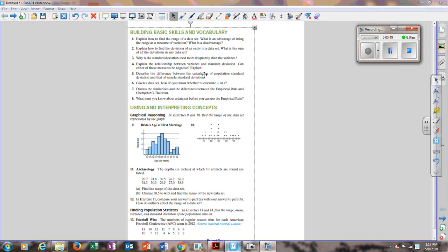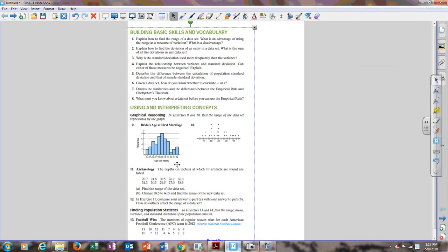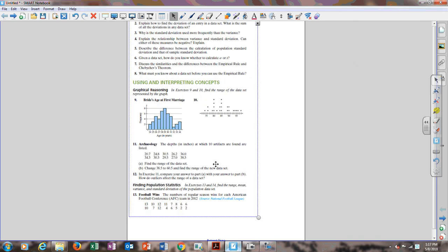Okay. Number 11, the depths in inches at which 10 artifacts are found are listed. Find the lowest number and the highest number. Your lowest number is going to be 20.7. Your highest number is 38.5. You just subtract those. 38.5 minus 20.7 is 17.8. So that's your range of the data set.